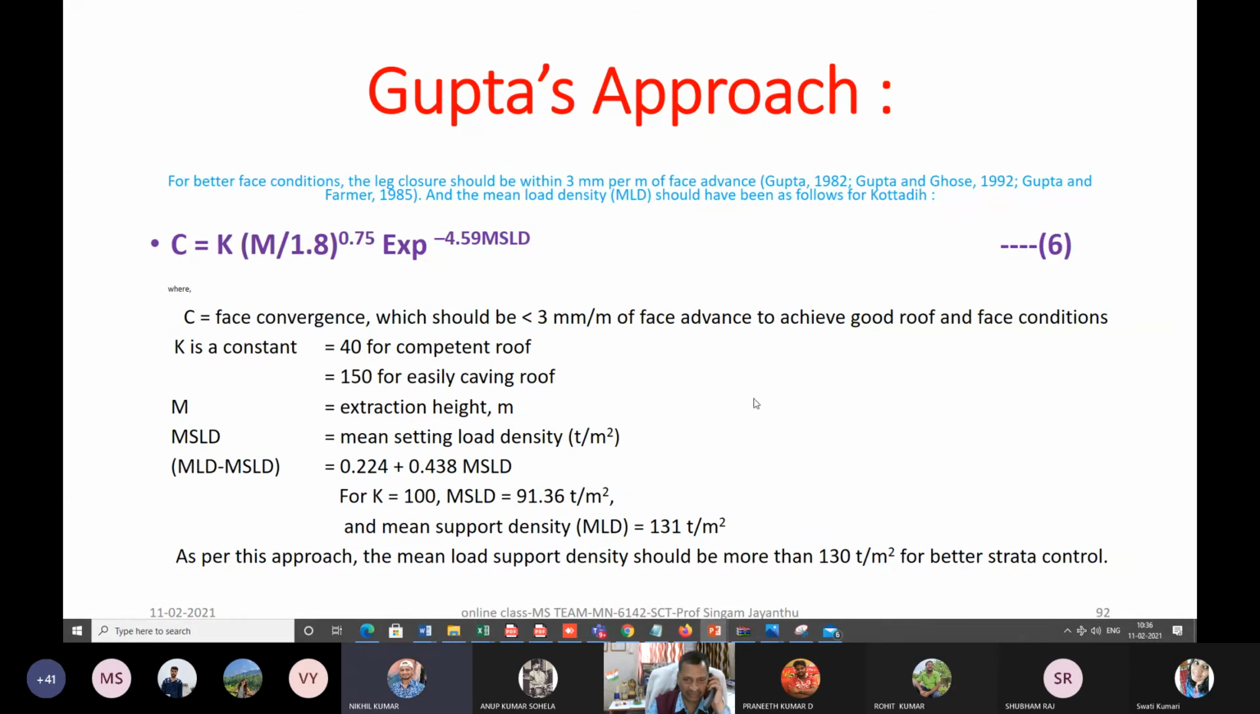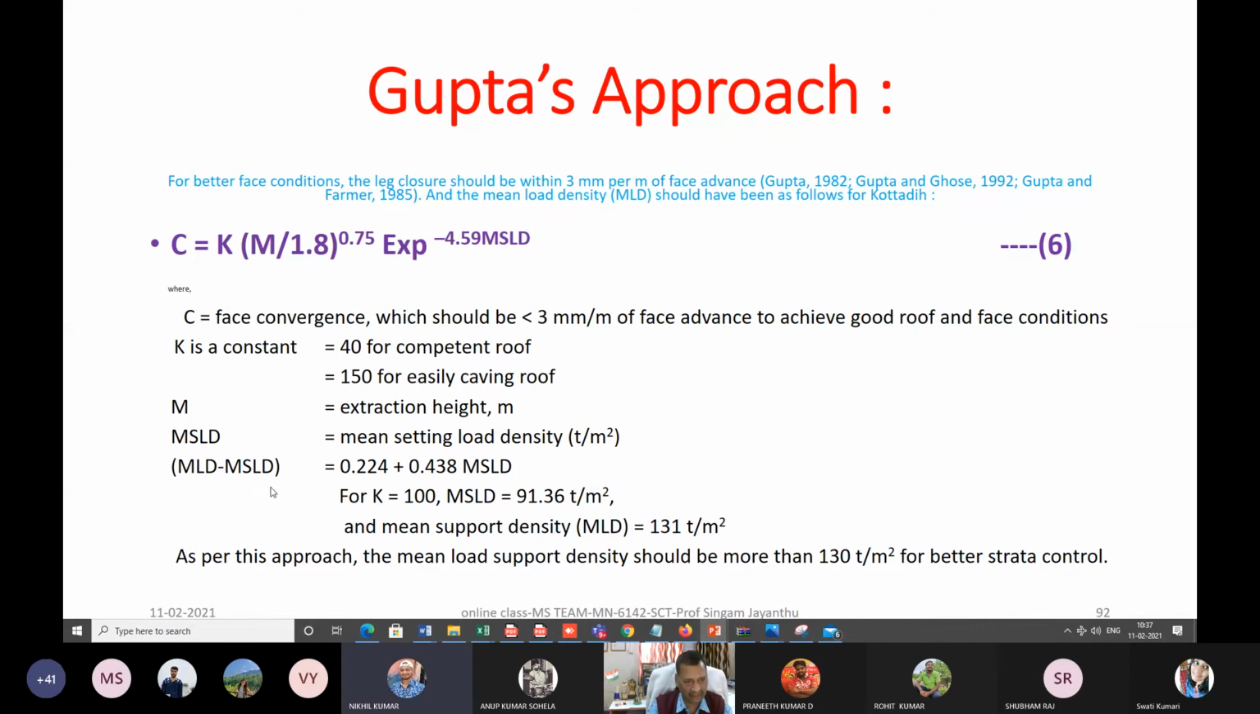Okay, sir. So in the given equation, C is face convergence, which should be less than 3 mm per meter of face advance to achieve good roof and face conditions. K is a constant, which is 40 for competent roof and 150 for easily caving roofs. M is extraction height, given in meter. MSLD is mean setting load density, which is given in ton per meter square.